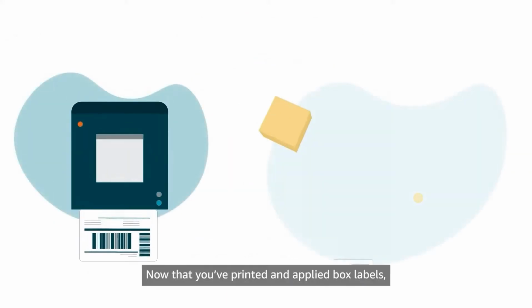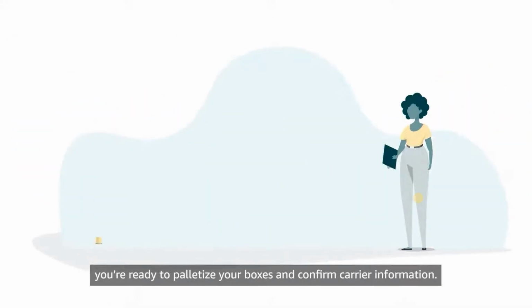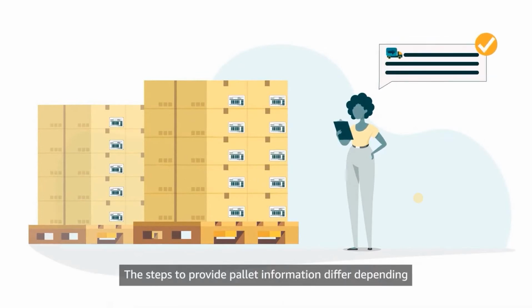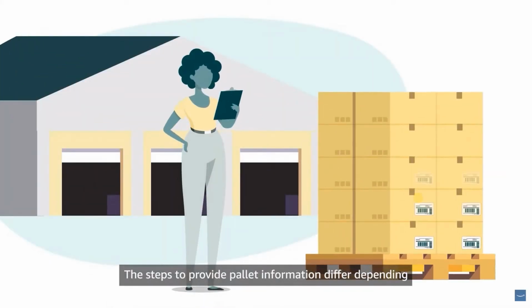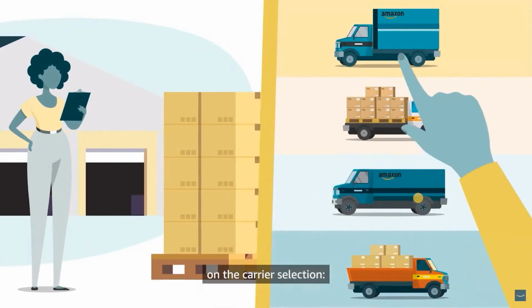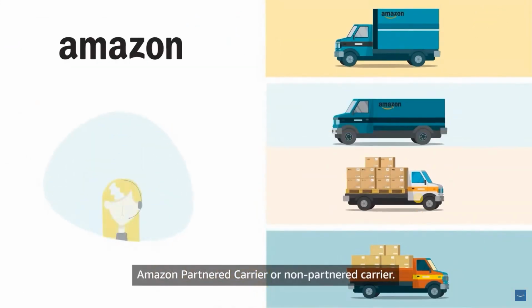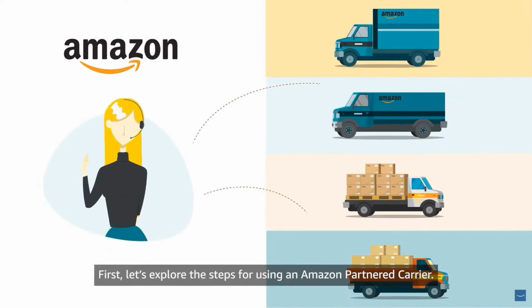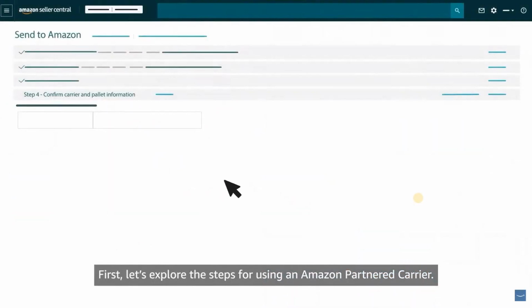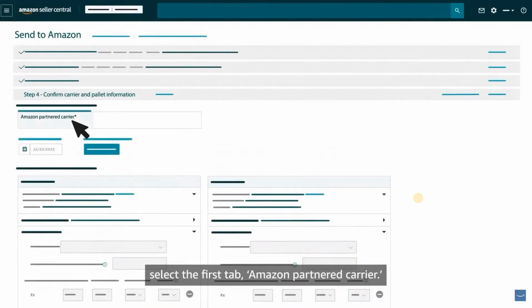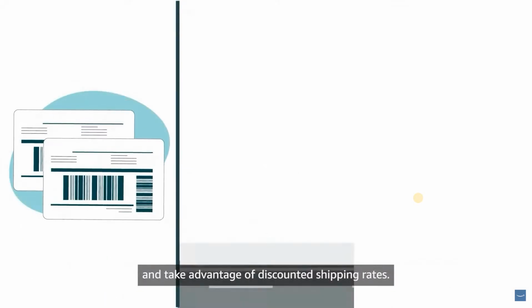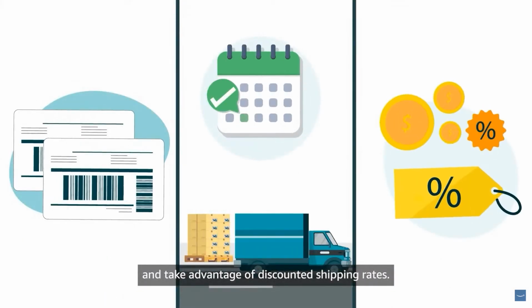Now that you've printed and applied box labels, you're ready to palletize your boxes and confirm carrier information. The steps to provide pallet information differ depending on the carrier selection, Amazon partnered carrier or non-partnered carrier. First, let's explore the steps for using an Amazon partnered carrier. Select the first tab, Amazon partnered carrier. Here you can purchase shipping labels for Send to Amazon, schedule pickup, and take advantage of discounted shipping rates.